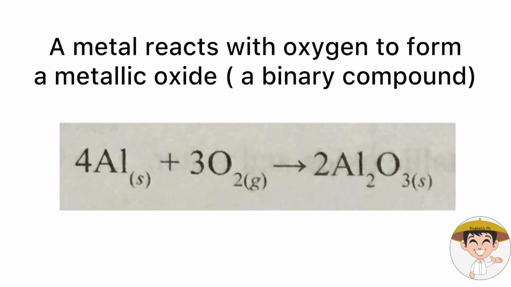Next example, a metal reacts with oxygen to form a metallic oxide or a binary compound. So we have here the metal aluminum that reacts with oxygen, so we form aluminum oxide.